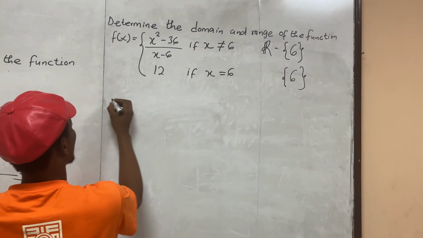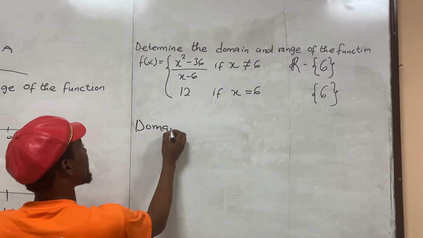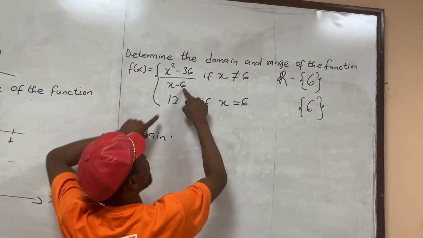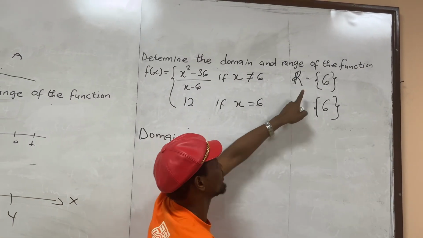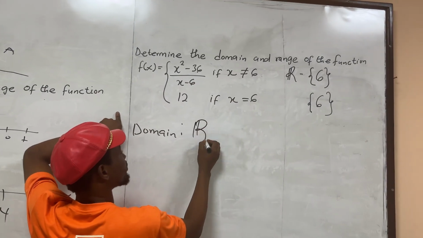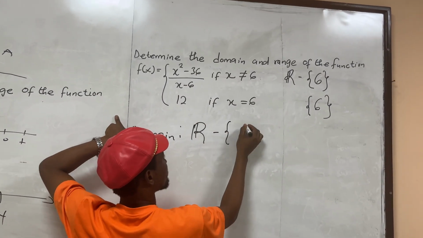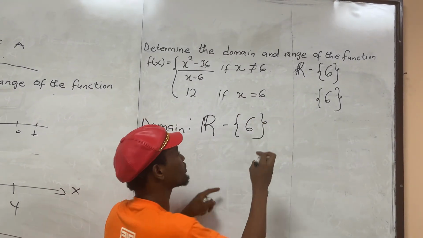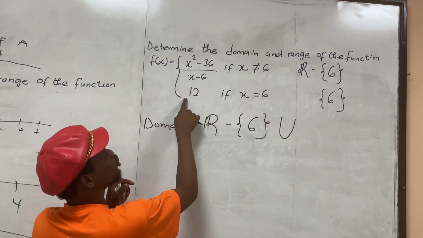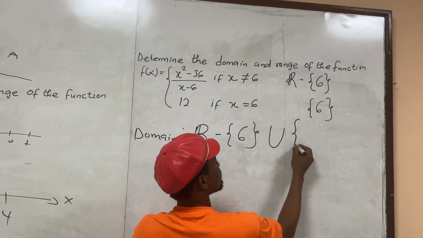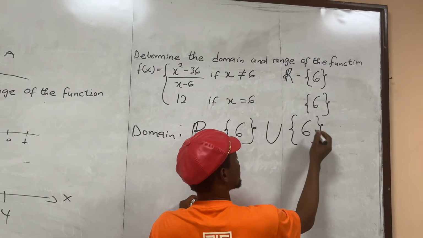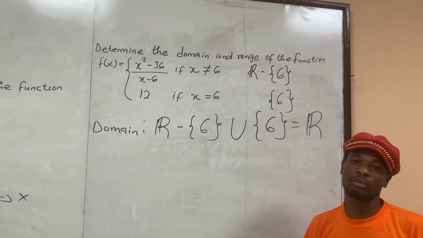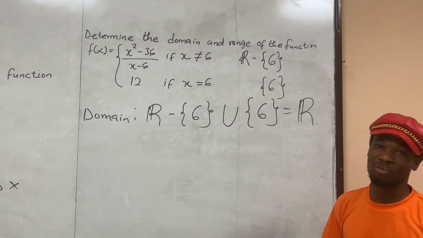So right now, the domain of the function f of x is simply finding the domain of this function, which is this. So I have all sets of real numbers except 6. Then union, we are combining this, so union the domain of this, which is your 6. And this is simply your real numbers. As simple as that.